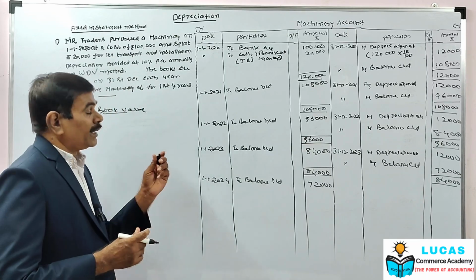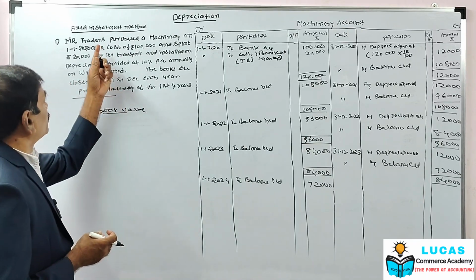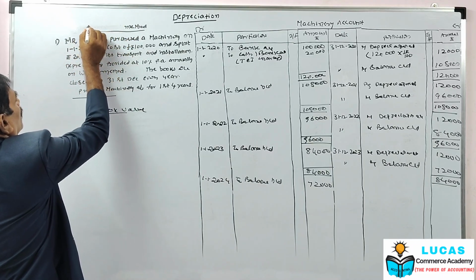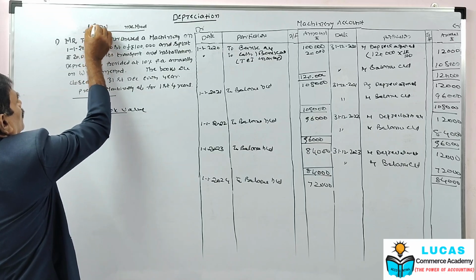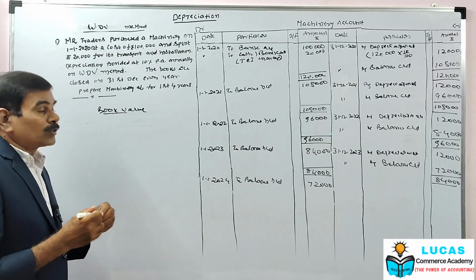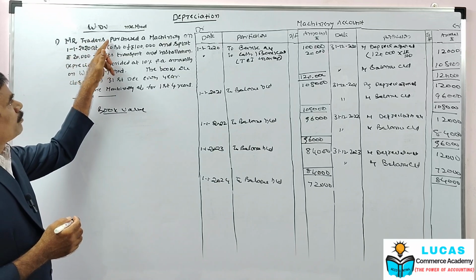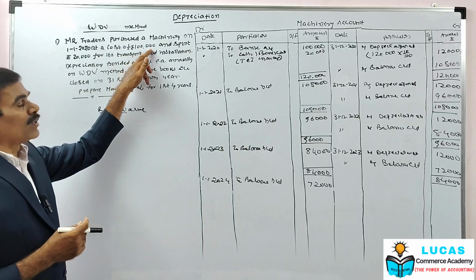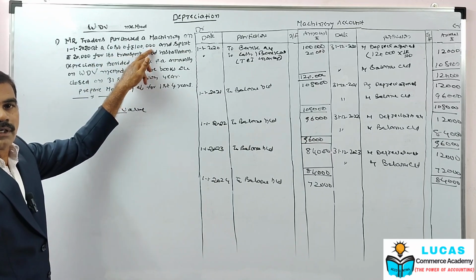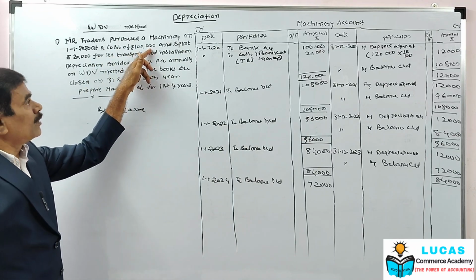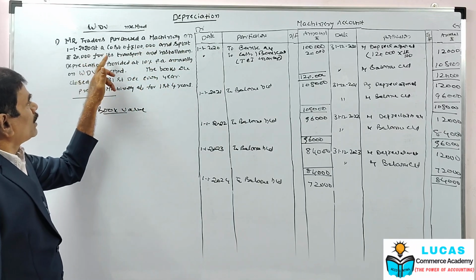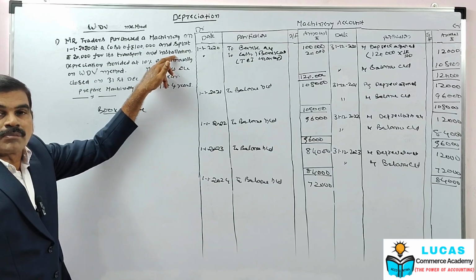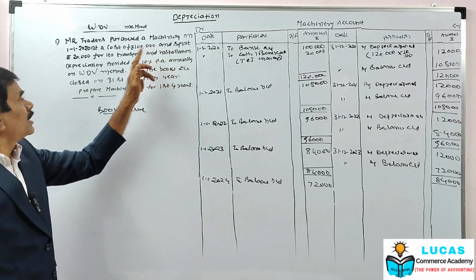Then let us discuss the problem. This is the diminishing balance method, or written down value method. MR Traders purchased a machinery on 1/1/2020 at a cost of rupees 1 lakh. The usual journal entry: Machinery account debit to bank account 1 lakh. Next, they spent rupees 20,000 for its transport and installation. Same entry as in the case of the fixed installment method: Machinery account debit to cash or bank account.